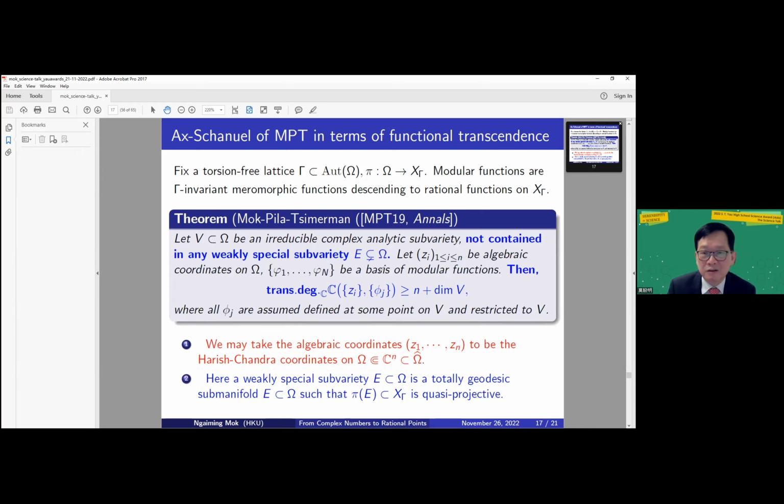So the analogy goes a little farther than this. Although, of course, the statement is slightly different, there's an additional term of the dimension of a variety, but this is understood because we are restricting the functions to a variety, and the function field on the variety itself has a certain transcendence degree, which is given by dim V.